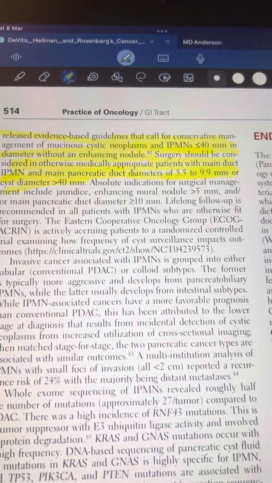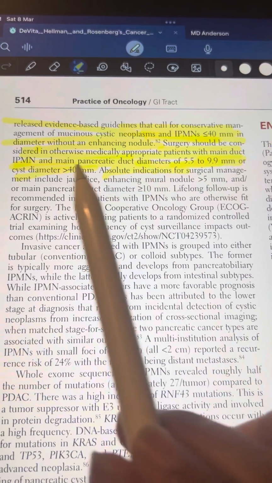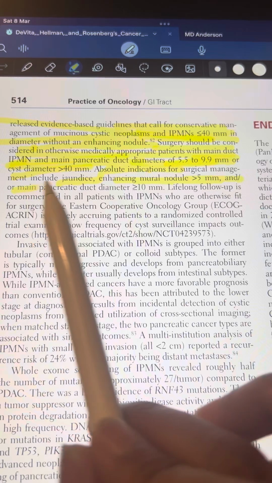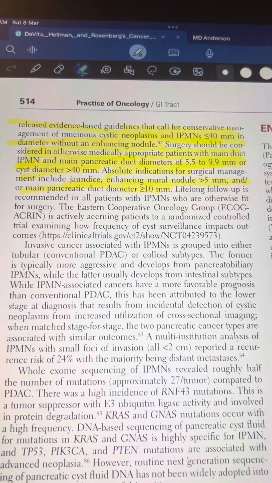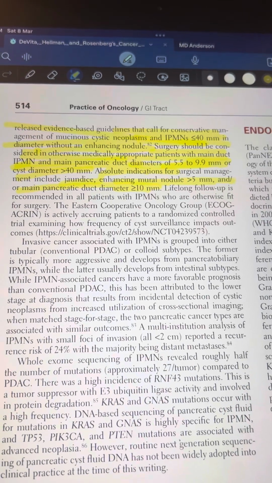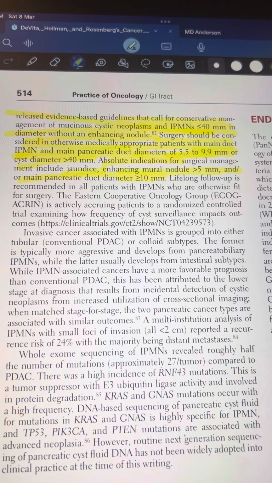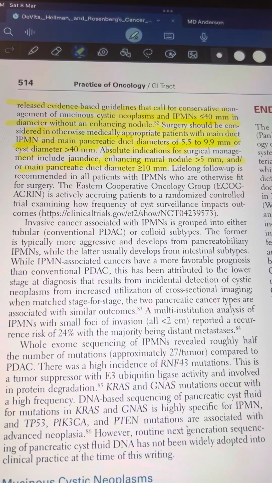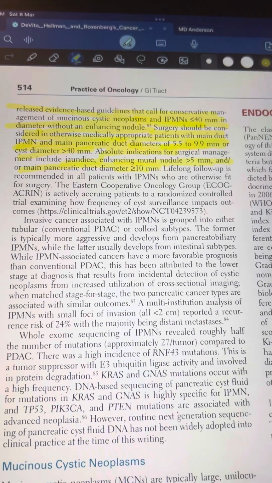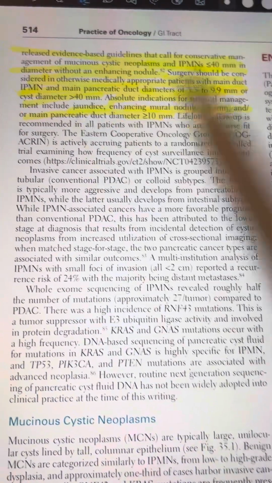And the absolute indications for surgical management include jaundice, an enhancing mural nodule of more than 5 mm, and a main duct of more than 1 centimeter, in patients who are otherwise fit for surgery. Then ECOG-ACRIN is actively accruing patients to a randomized controlled trial examining how the frequency of cyst surveillance impacts outcomes.